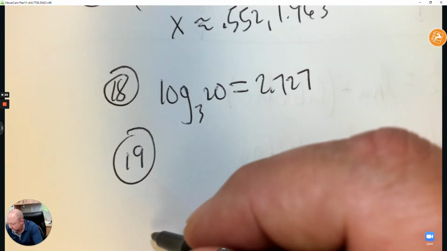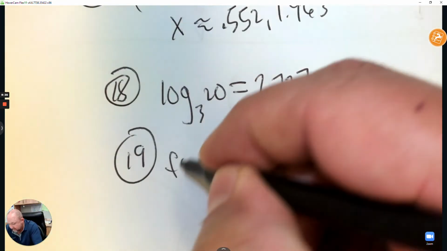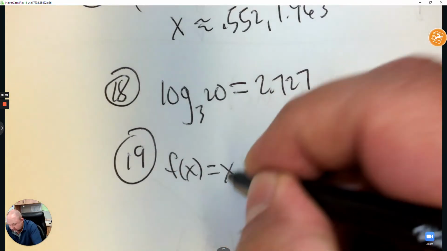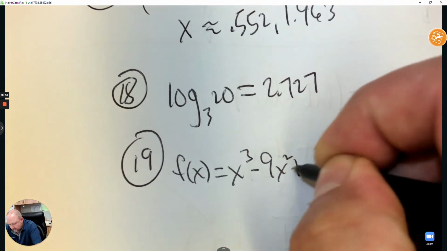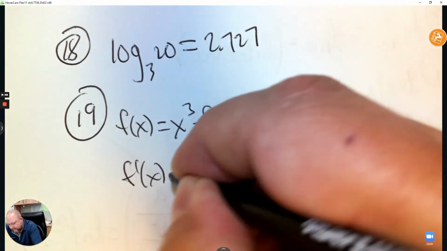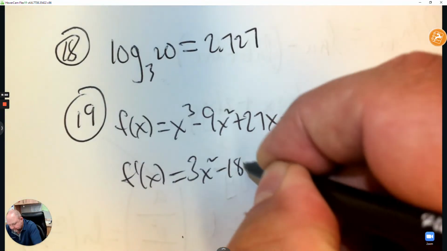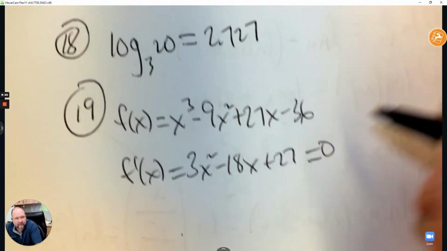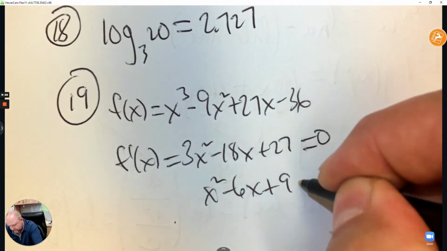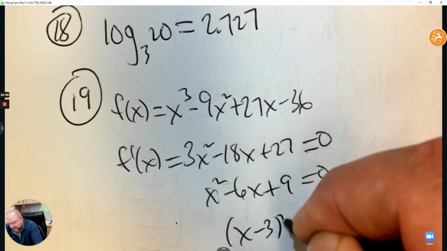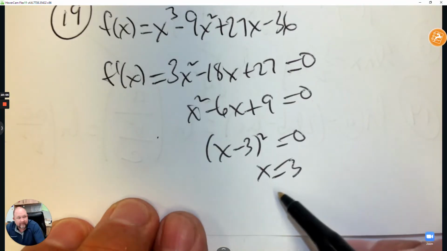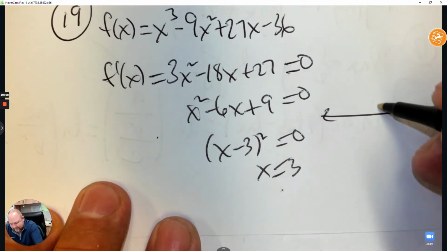Number 19. Use a first derivative number line to determine whether or not this is monotonic. Is it only increasing or decreasing? So we do the derivative. I'm going to divide everything by 3, and then I'm going to factor it. So when I factor it, the answer is 3. This is going to be monotonic.